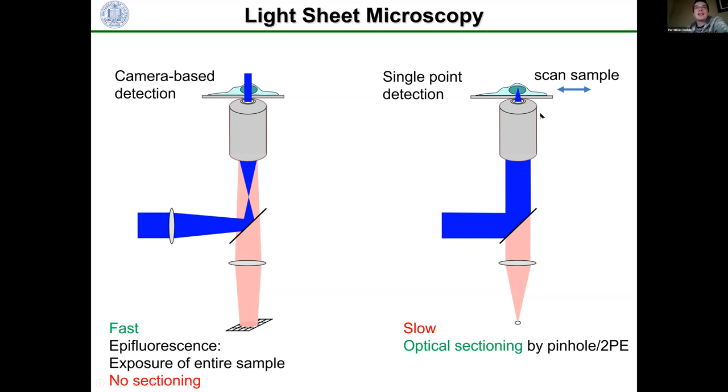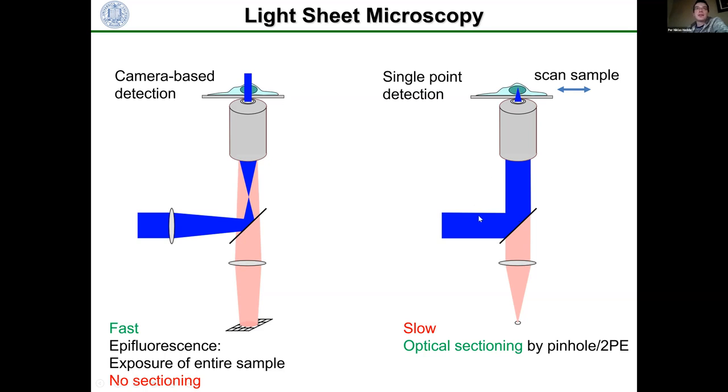The other way is to do single point detection, in which you focus your excitation beam into a single spot in the sample, a diffraction limited spot. And then you collect your fluorescence using a single point detector, such as a photomultiplier or an avalanche photodiode, for example. And with this concept, you can, for example, introduce a pinhole before the detector, which will block fluorescence light that is coming from out of focus planes.